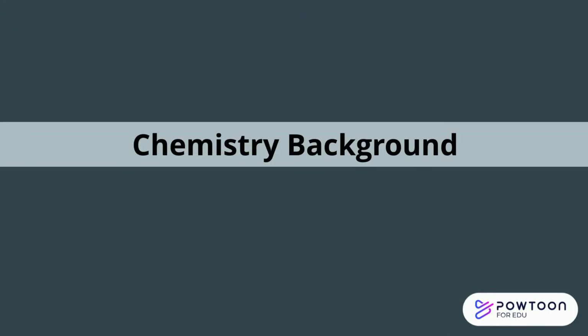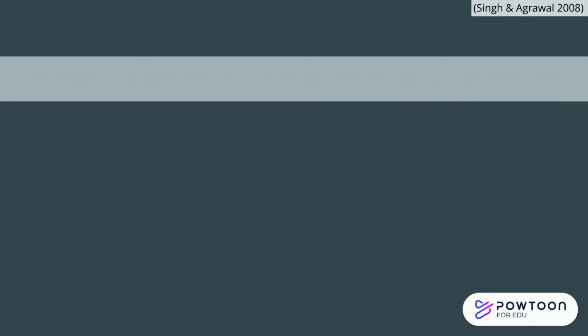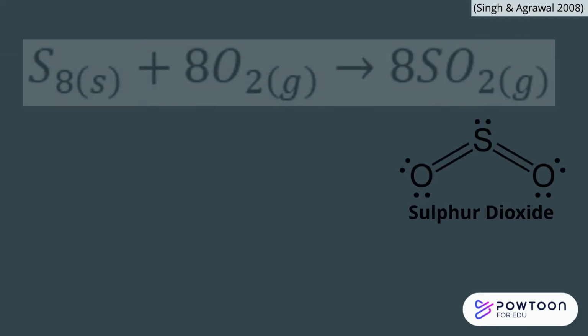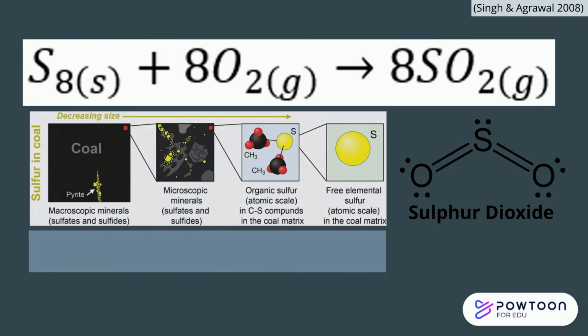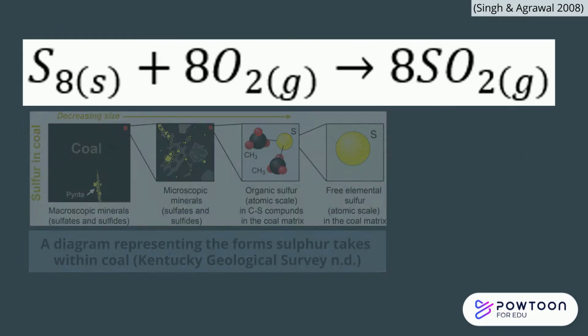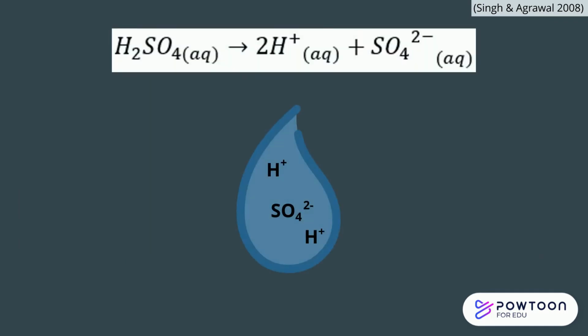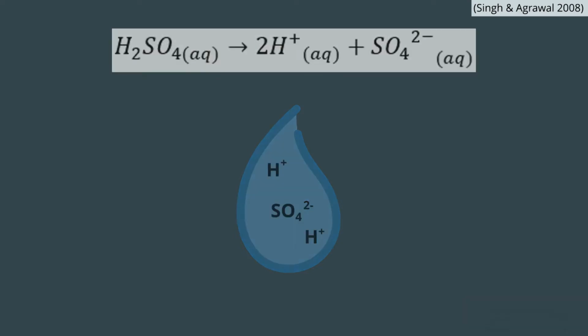Acid rain is formed by the presence of sulfur oxides and nitrous oxides within the atmosphere, such as the sulfur dioxide formed from the oxidation of sulfur within coal during the combustion of fossil fuels in power plants. This then oxidizes and hydrates to form sulfuric acid, which ionizes completely in falling rain due to sulfuric acid being a strong acid, making rain more acidic, forming acid rain.